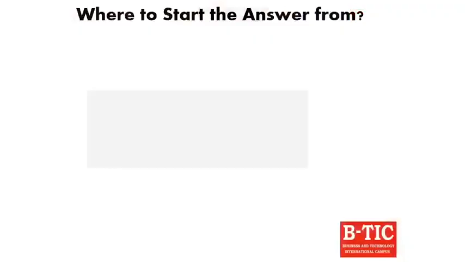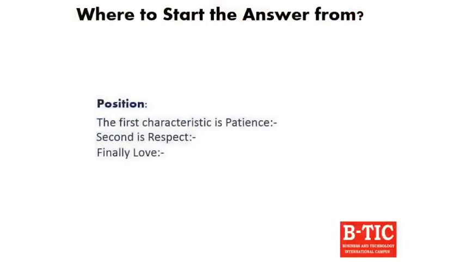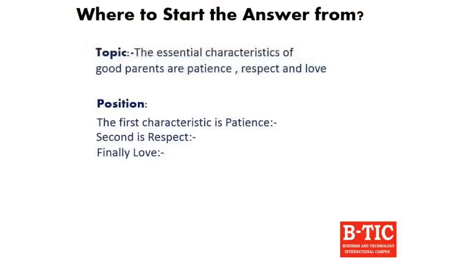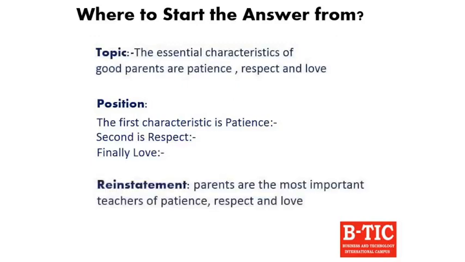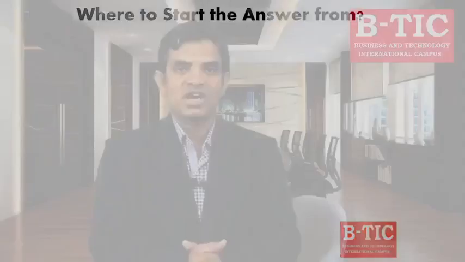The confusion is where to start the answer from. You always start the answer developing your position first. So you develop your position for patience, then respect and finally the love. After you write this position, you introduce the position in your topic and you complete the answer with reinstatement finally. So you'll get the proper structure in this TDR structure.